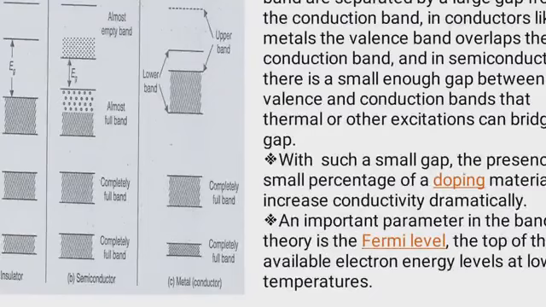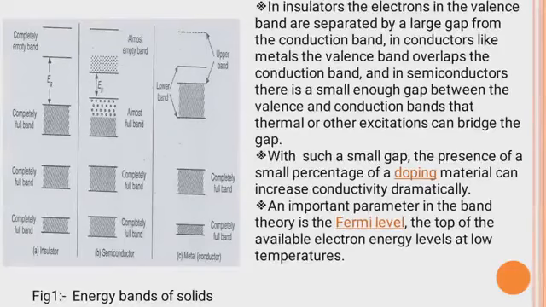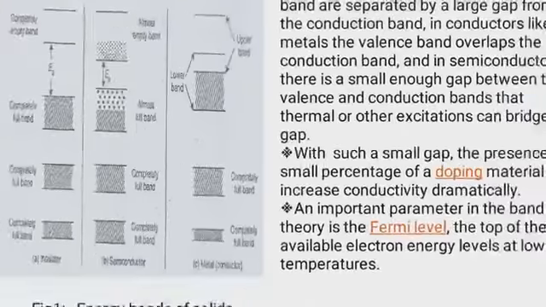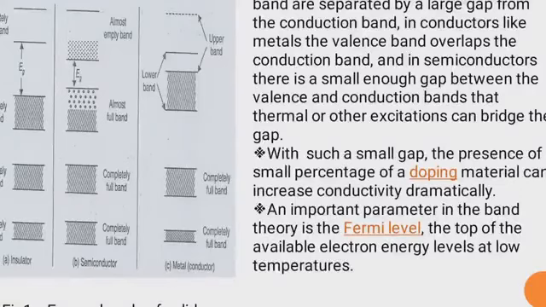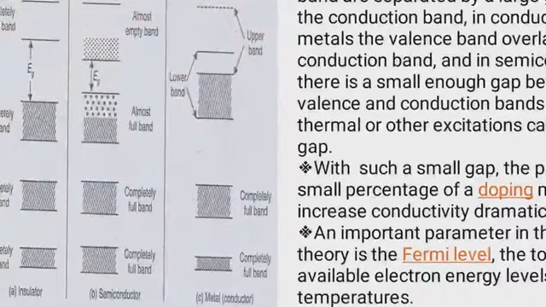In case of insulator, we can see that the band gap or the forbidden energy gap is very high as compared to semiconductor or metal. But in case of semiconductor, we can see that the band gap is lower as compared to insulator, but it is higher as compared to conductor or metal. In case of metal, there is no band gap because the conductivity of the metal is very high as compared to semiconductor or insulator.